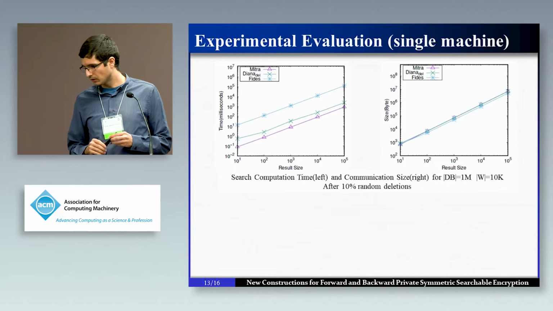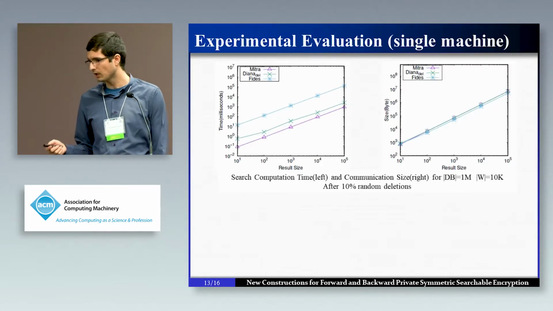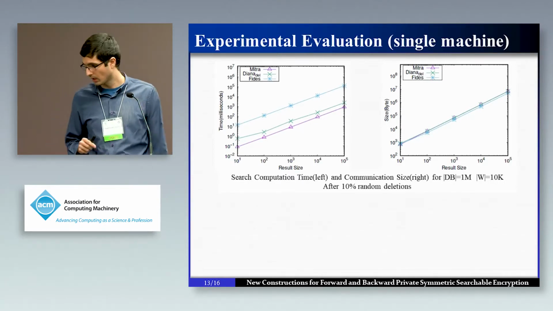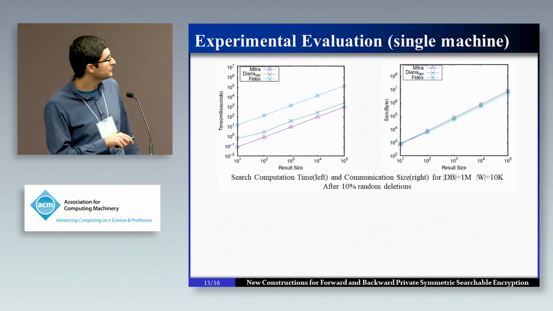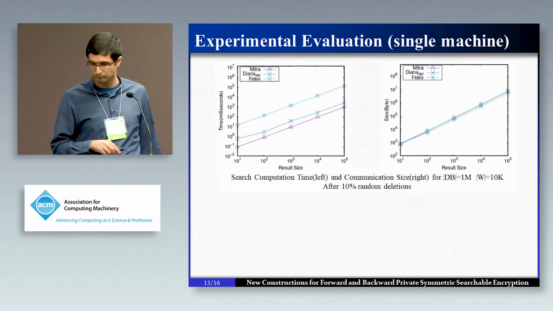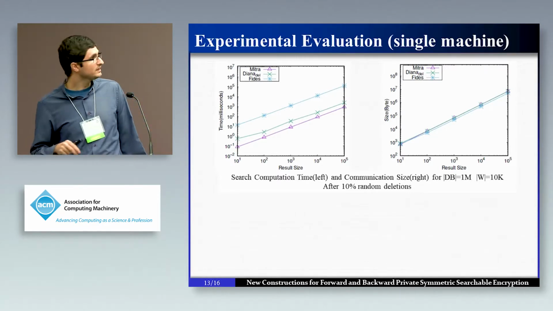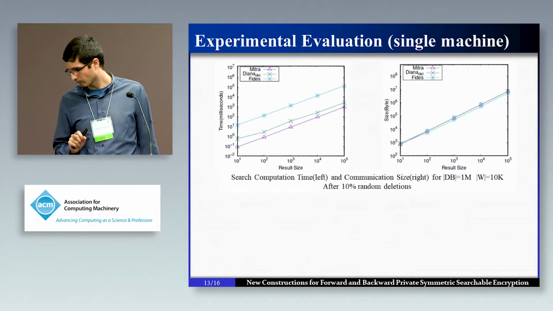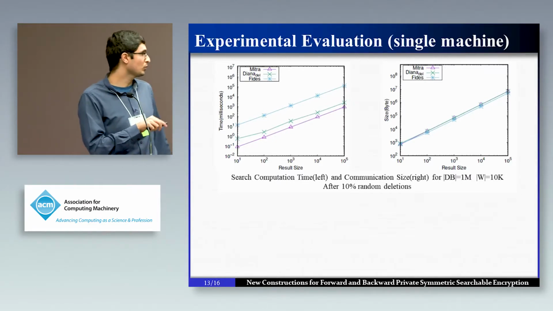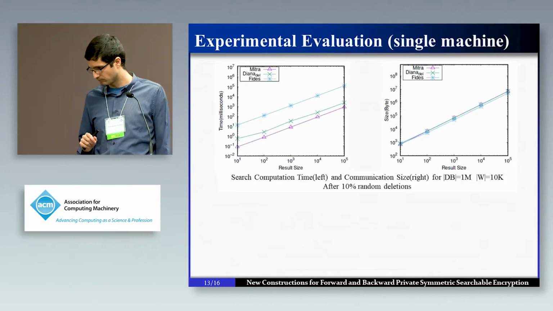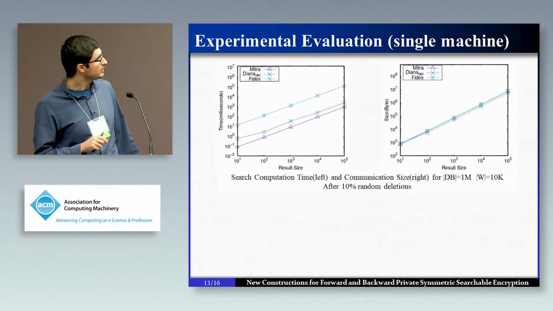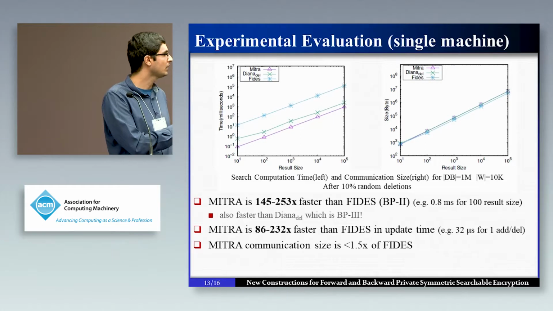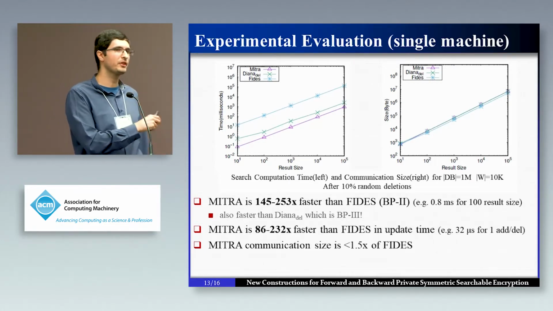The first experiment is search computation time and search communication size of MITRA, Diana-Del, and Fides on a single machine. The x-axis is the result size, which varies from 10 to 100,000. This experiment is done after 10% deletion of records. You see that all of these schemes grow linearly with the increase of result size. But MITRA is up to 253 times faster than Fides, which is BP2. It is even faster than Diana-Del, which is BP3.